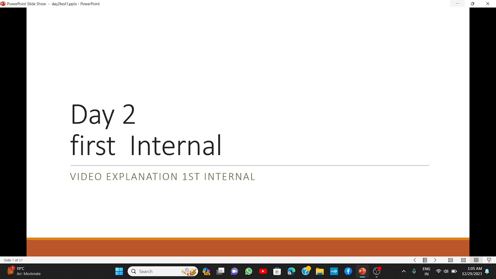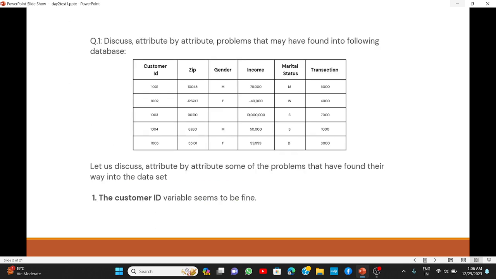Let's start. Question number one: discuss, attribute by attribute, the problems that may be found in the following database. Let us discuss attribute by attribute some of the problems that have found their way into the dataset. First, the customer ID variable seems to be fine.